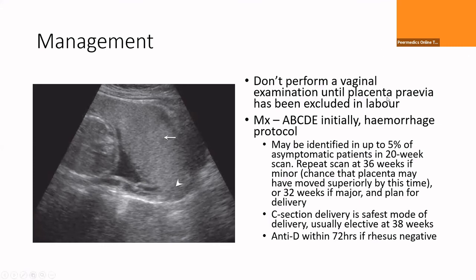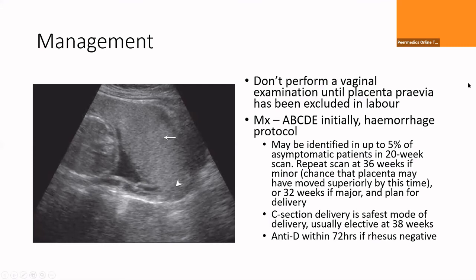And how we're going to manage it: use an ABCDE approach in any woman with significant antepartum hemorrhage. Instigate your hemorrhage protocol, and just remember that it could be a thing that you identify in up to about 5% of asymptomatic patients in that 20-week scan that we were talking about. So you'd repeat the scan at 36 weeks if it's identified as a minor placenta previa, or at 32 weeks if it's major, and plan your delivery from there.